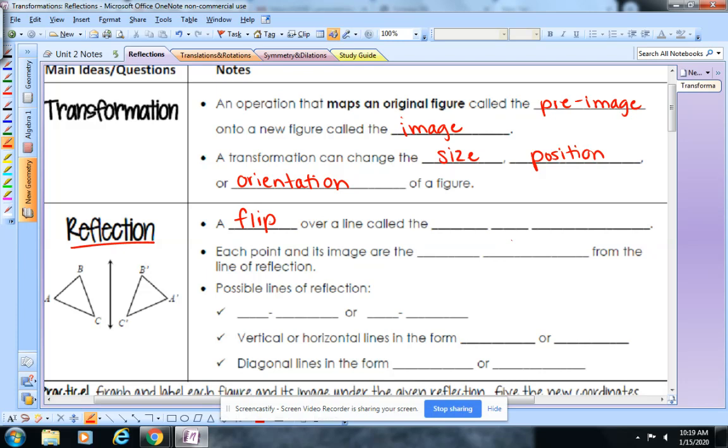All right, so reflection is a flip. When you flip something over a line, that is called the line of reflection. Okay? So when we have a reflection of an object, it is flipped over a line. There's an invisible line that you see when you look in a mirror or in selfie mode in your camera. Okay? Each point of the image and the pre-image are the same distance from the line of reflection.